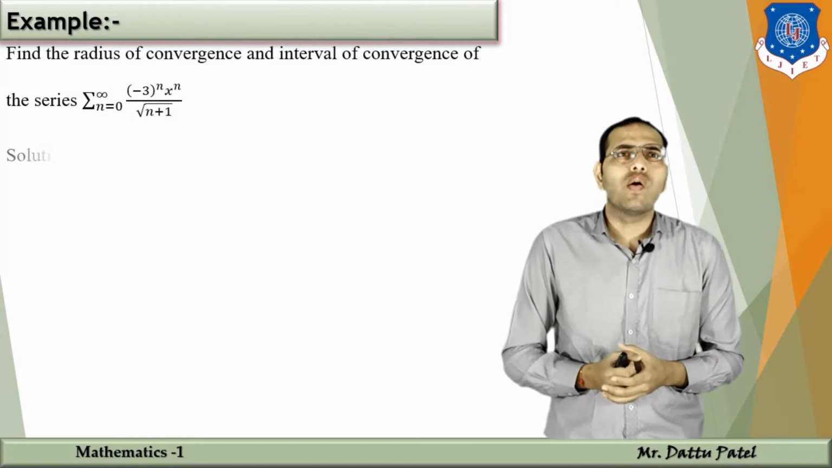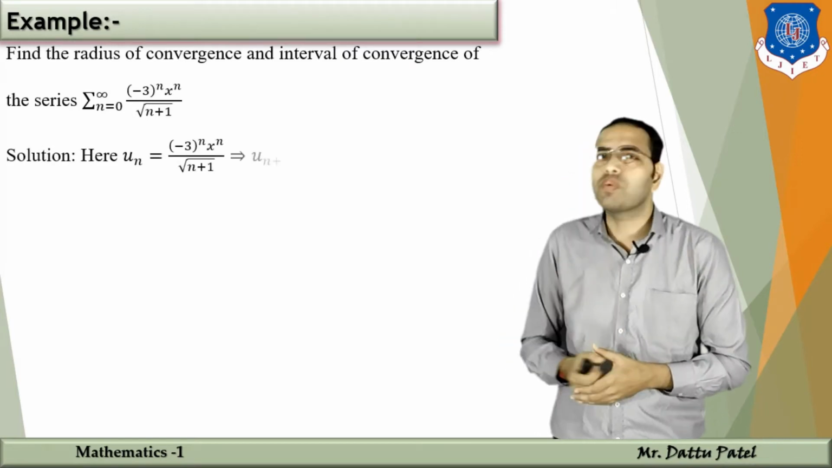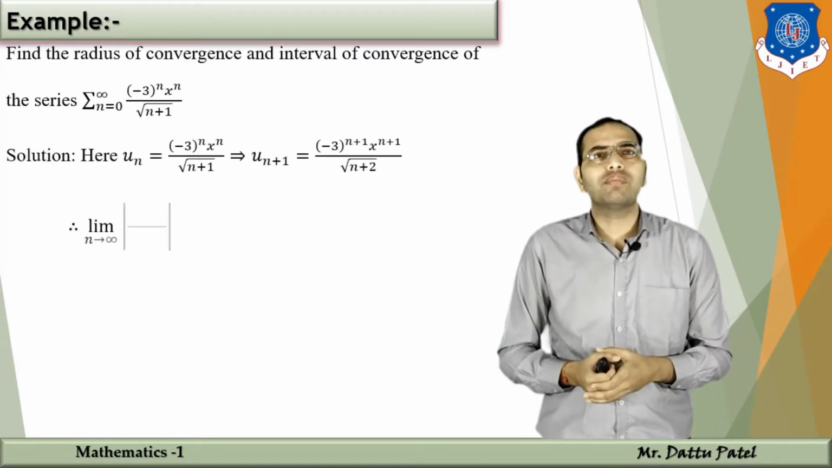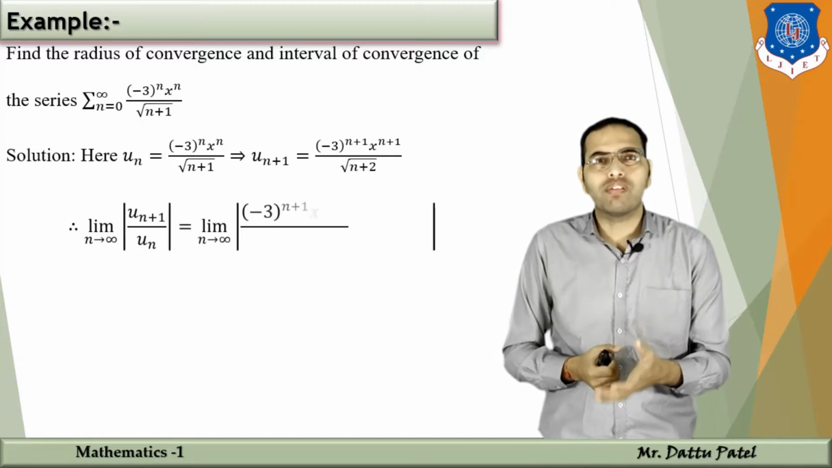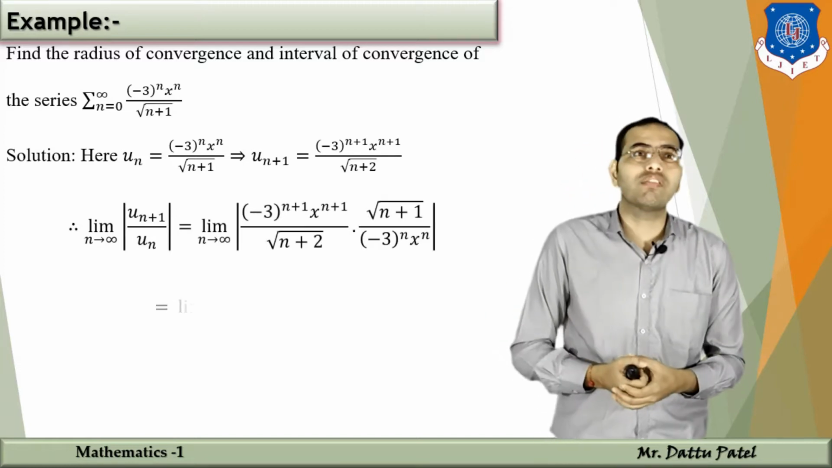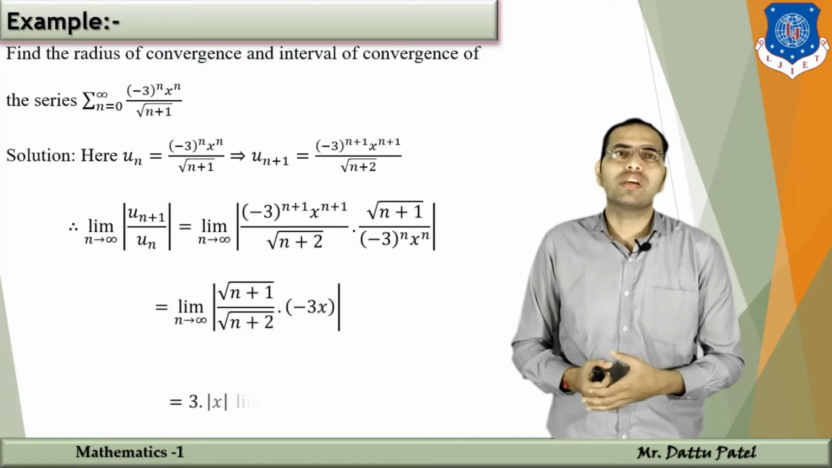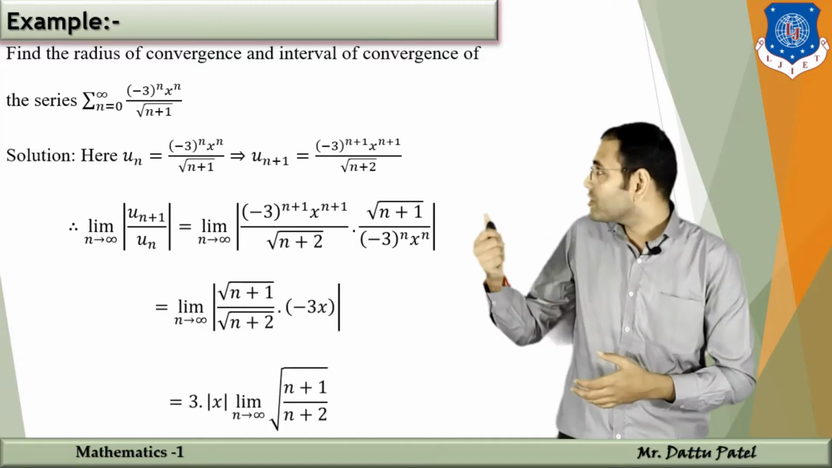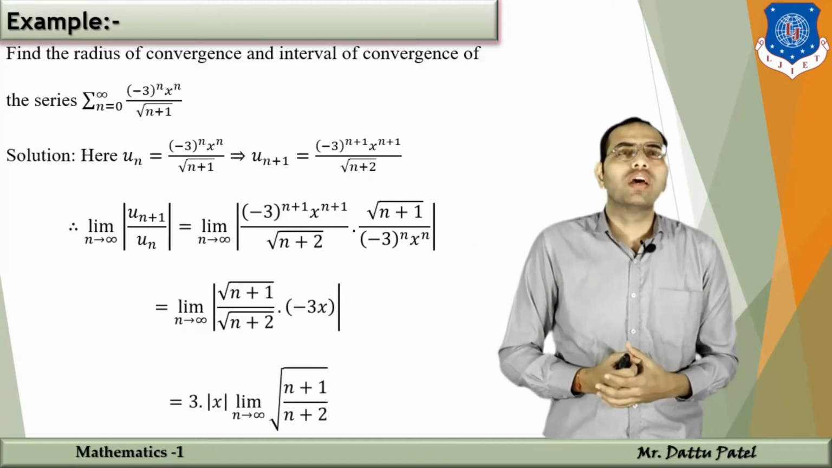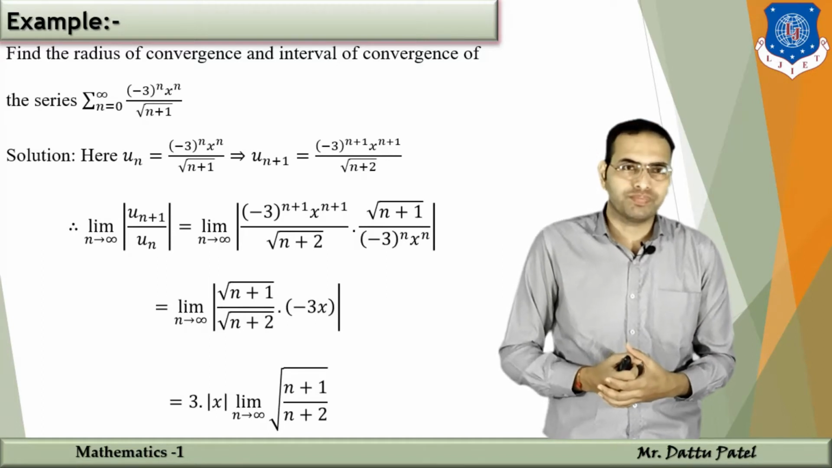Now let's see examples of the radius of convergence. Find the radius of convergence and the interval of convergence of this series: summation n equal to 0 to infinity of (minus 3) raised to n into x raised to n upon square root of n plus 1.